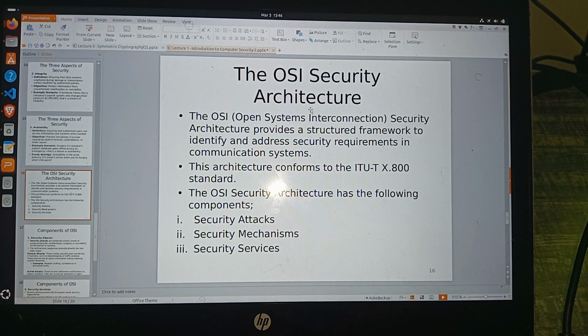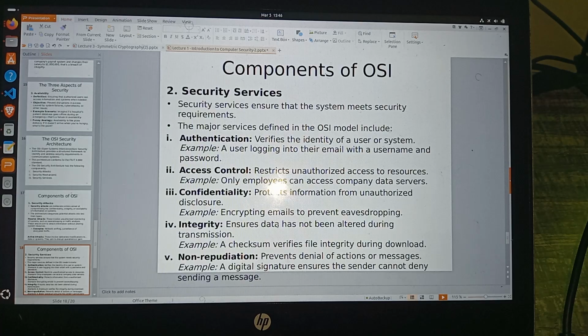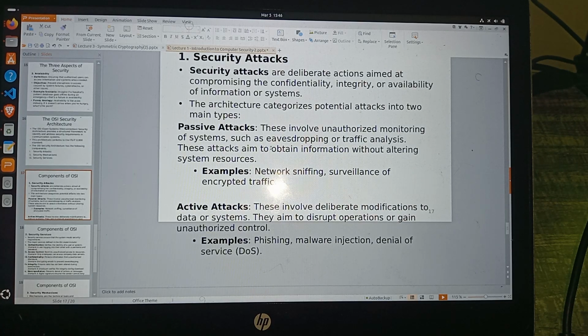Then we have the OSI security architecture, which includes security attacks, security mechanisms, and security services. There are two types of security attacks: passive attacks and active attacks. Passive attacks involve unauthorized monitoring of the system, such as eavesdropping or traffic analysis. They aim to obtain information without altering system resources or information in transit. Examples are network sniffing and surveillance of encrypted traffic. Active attacks involve deliberate modification of data or the system, either during transit or while the data is in storage. Examples include phishing, malware injection, and denial of service.